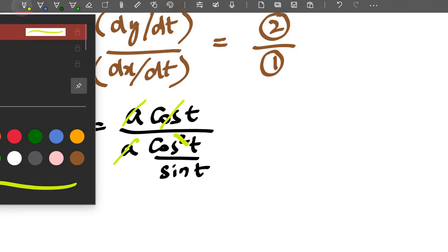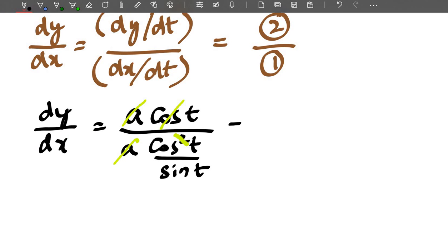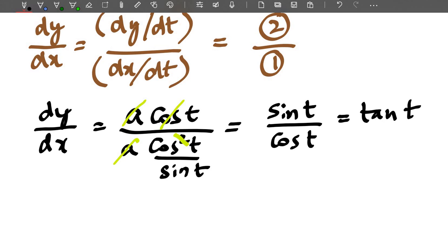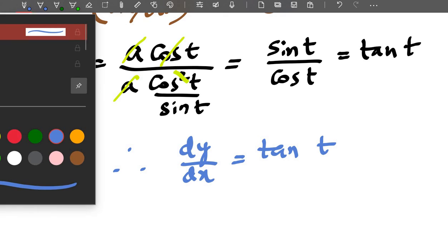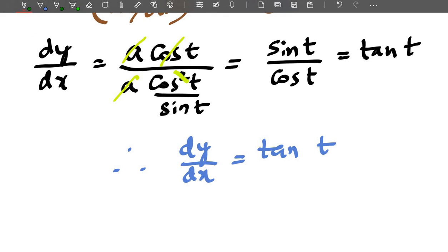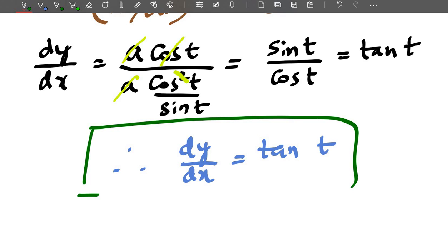So we are getting it as sin t by cos t, which is nothing but tan t. Okay, so therefore dy by dx is nothing but tan t, which is the required answer. Okay, thank you.